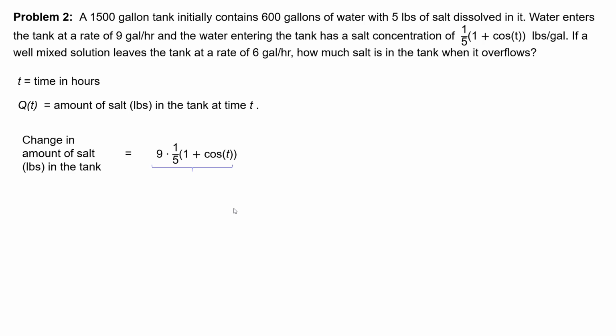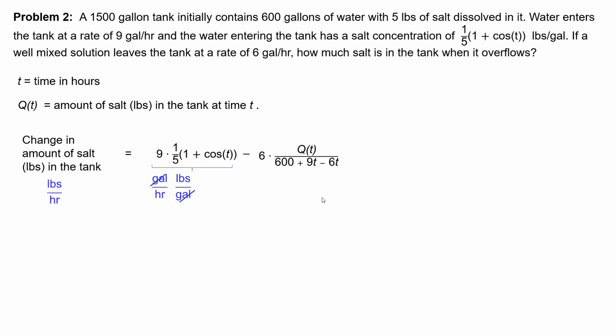All right, before we figure out how much is leaving, let's do something you probably did in science class. Let's do a unit check here. Change in amount of salt is pounds per hour. So 9 is gallons per hour. This expression is pounds per gallon. So the gallons cancel out. We have pounds per hour. Whatever we're subtracting here, whatever amount is leaving, has to be pounds per hour too. So what's leaving? 6 times however much salt is in the tank at the same time.